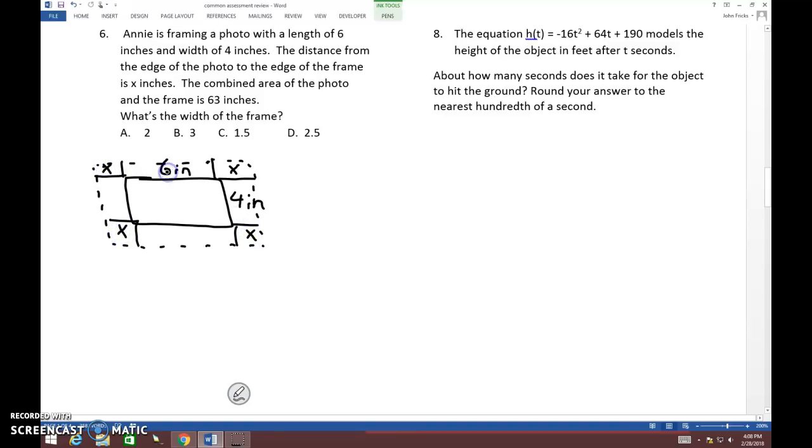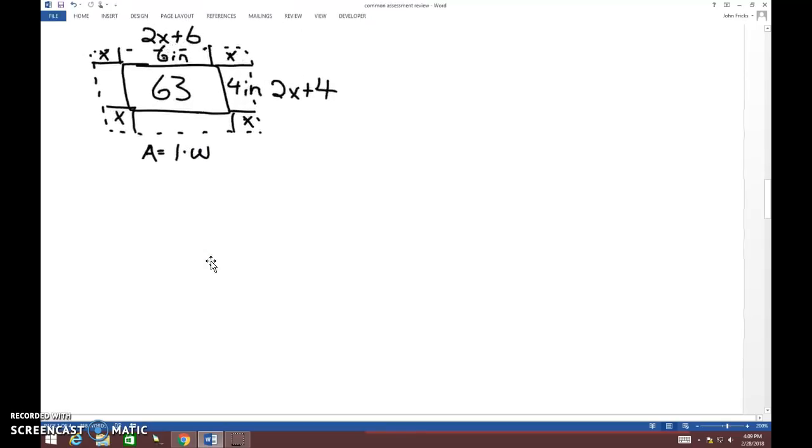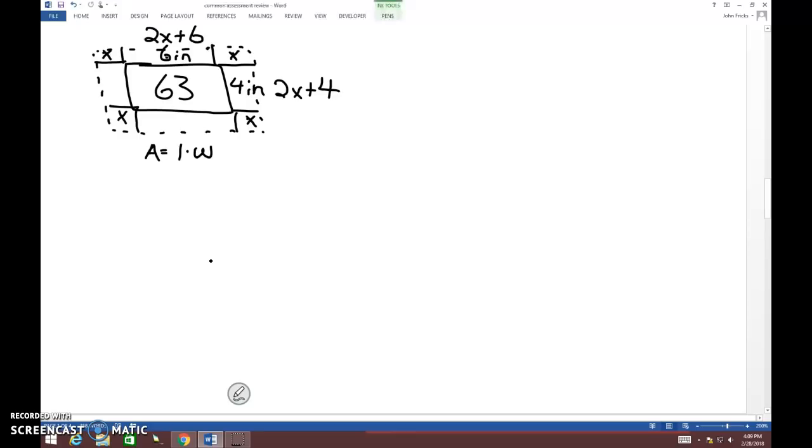So x plus 6 plus x will give us the length on this side, which is 2x plus 6. And then on this side we've got x plus 4 plus x, which is going to be 2x plus 4. The other thing that we know is that it has an area of 63 inches squared. So since that is area, we can say area equals length times width. And then we can fill in what we know. So 63 equals 2x plus 6 times the width, 2x plus 4.